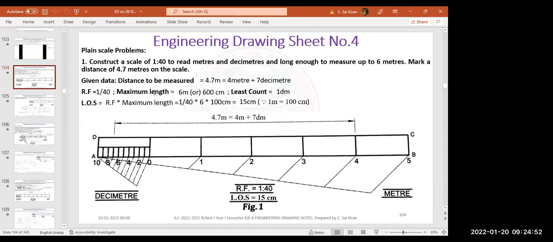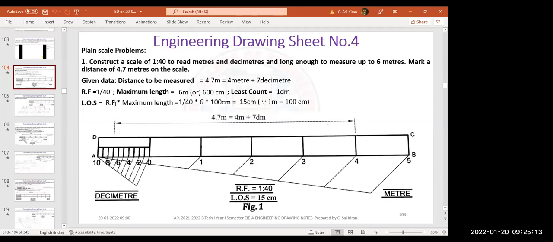Whatever may be the maximum length, you have to convert it into centimeters, because you want the LOS in units of centimeters. If the maximum length is in centimeters, you will get the LOS in centimeters. So that's the reason we convert the maximum length into centimeters. And we have to know the least count. It can measure up to 1 decimeter, which is the least count.